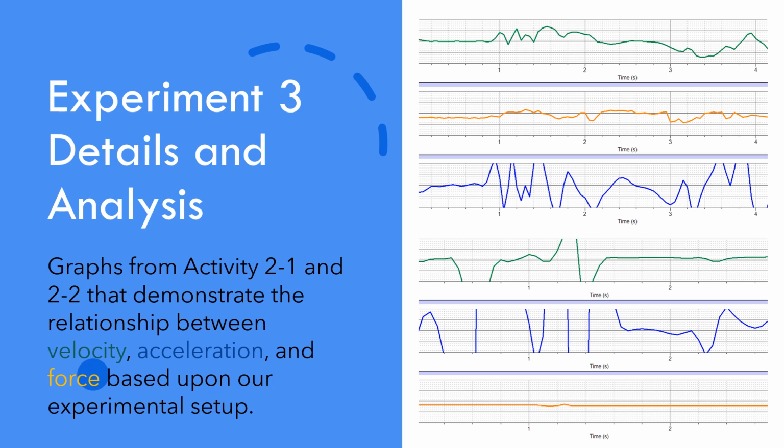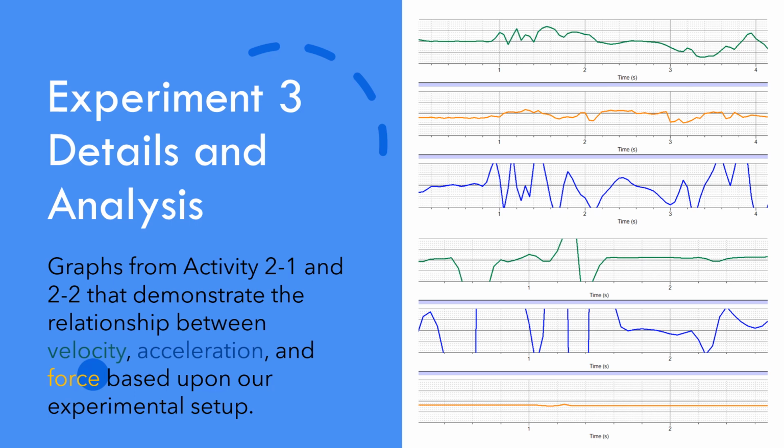Now, if we take a look at Activity 2.2, that's when we released the cart with a constant force using a hanging mass. For our hanging mass, we chose one that was 10 grams. Now, if we look at the results, it shows that the force remains constant. However, the acceleration is kind of all over the place. And we know from the previous activity that force and acceleration are proportionally related.